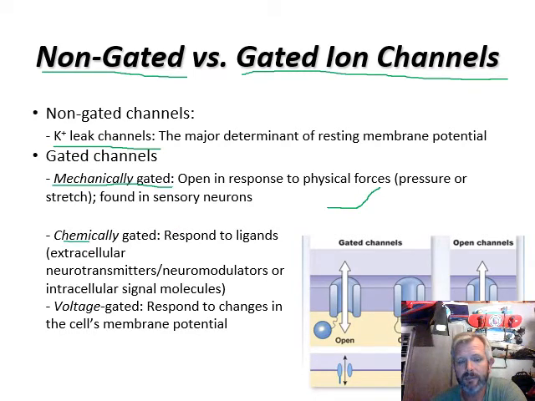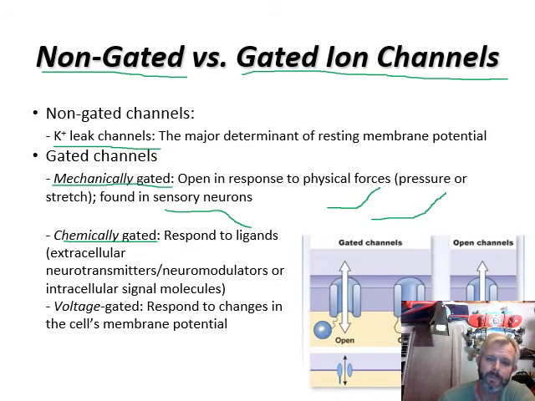We can also have chemically gated channels that respond to a neurotransmitter. If I had a neurotransmitter that says open a sodium channel, again, what would happen? Resting membrane potential, I open up more sodium channels, I would get depolarization. Right? What if I opened up more potassium channels? More potassium allowed to leave, I would get hyperpolarization.